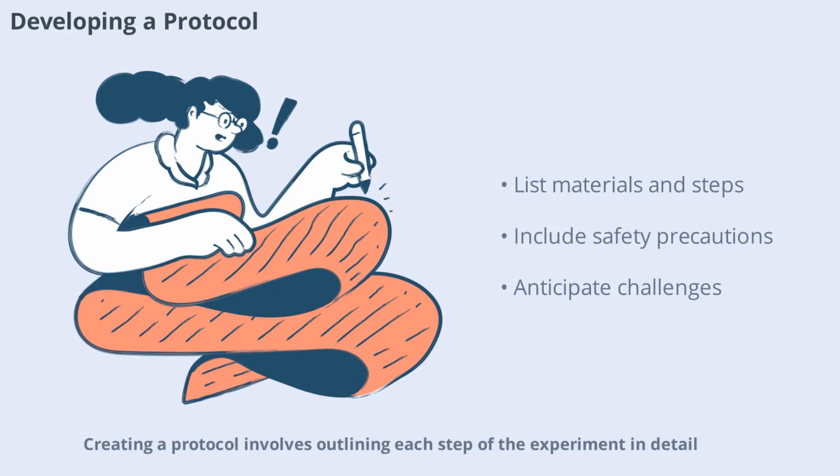Creating a protocol involves outlining each step of the experiment in detail. This includes materials needed, procedures, safety precautions, and methods for data collection. A good protocol is clear, concise, and easy to follow. It should anticipate potential challenges and provide solutions. By documenting every aspect, researchers ensure that the experiment can be repeated accurately by others. Next, we'll look at the role of pilot studies in refining protocols.